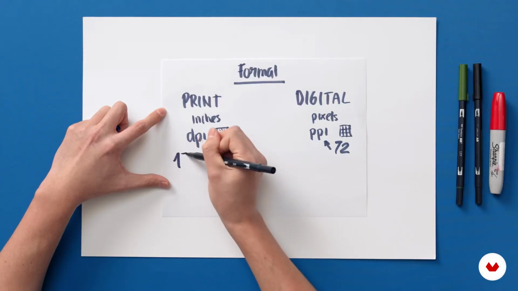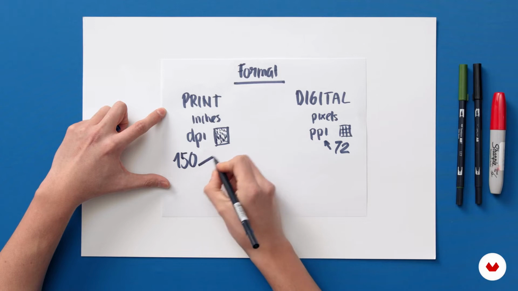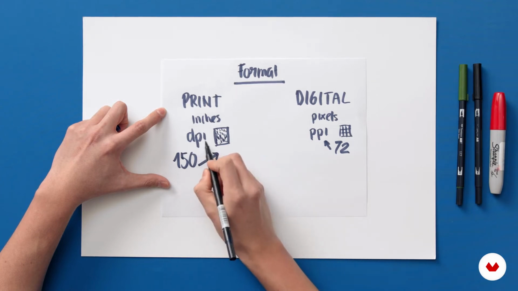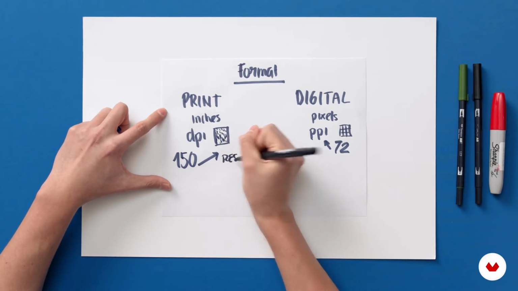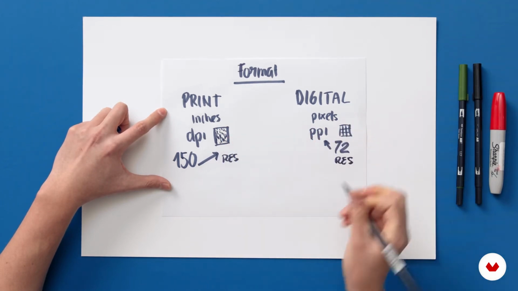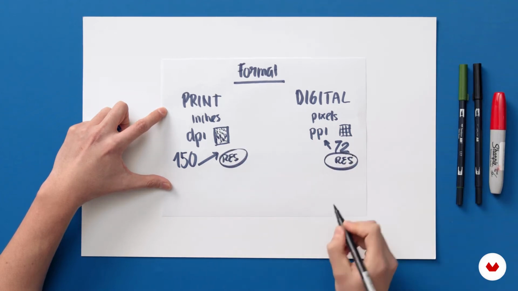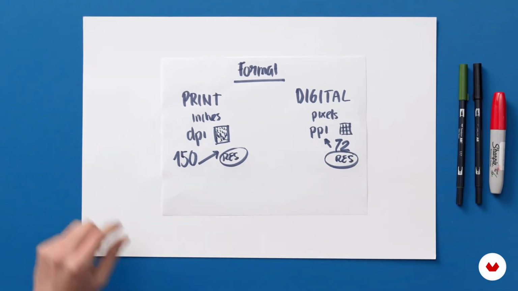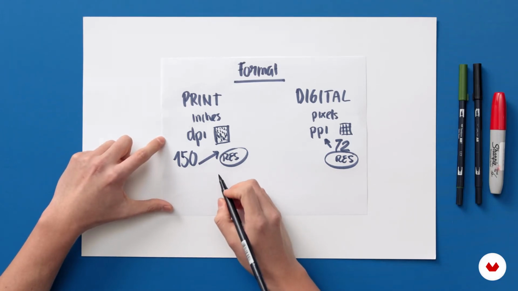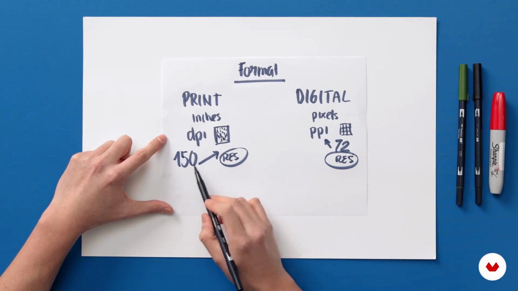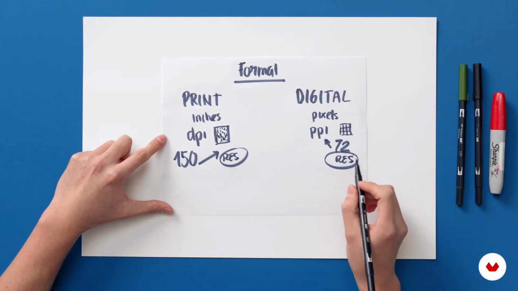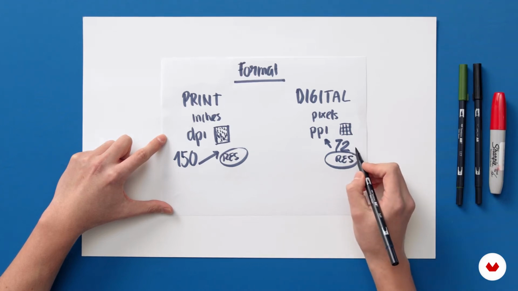So in here we have starting by 150 and going higher in dots per inch. So these are your resolutions. On resolution, on print, the numbers go above 150, but on digital, most of the times you just stay with 72.